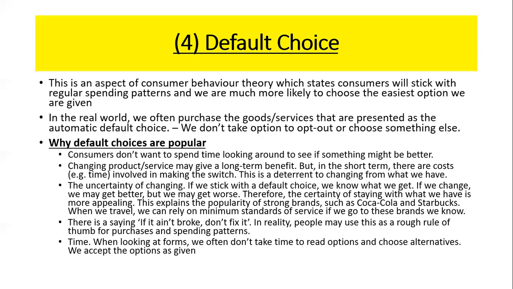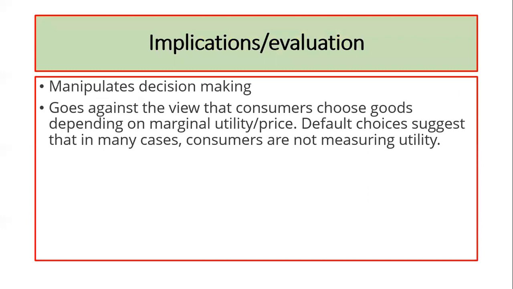When looking at forms, we often don't take time to read options and choose alternatives. We accept the option that is given, and I've given you a few examples. There certainly is a really good one, I think, in your work booklets, as when you're completing a form, that choice has been made for you. We see defaulted choice with things like they automatically give you the defaulted choice of next day delivery, for example, and you're thinking, well, I don't need it straight away. I could wait the 5 or 6 delivery days. So I'll choose that and get it for free rather than have to pay for the next day delivery.